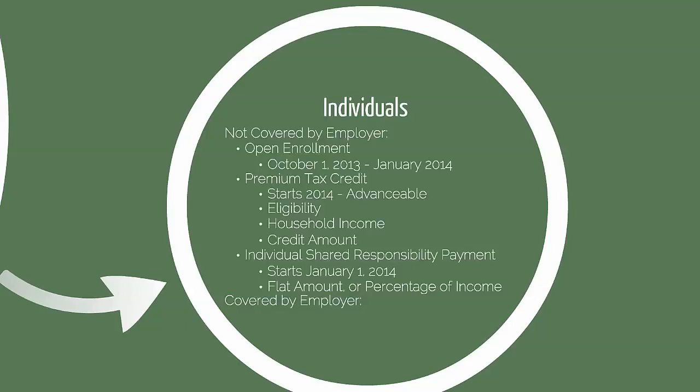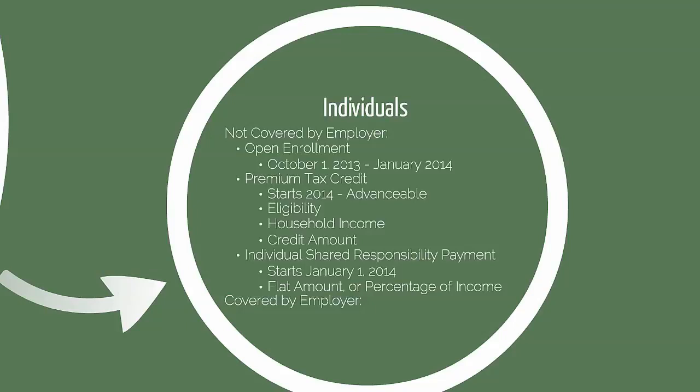The applicable dollar amount is $95 for 2014, $325 for 2015, and $695 for 2016, and will be increased for calendar years beginning after 2016 by a cost of living adjustment. If a non-exempt individual has not attained the age of 18 as of the beginning of a month, the applicable dollar amount for that individual is 1/2 of the regular applicable dollar amount.